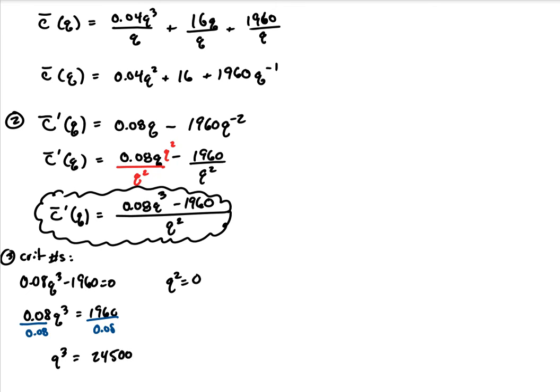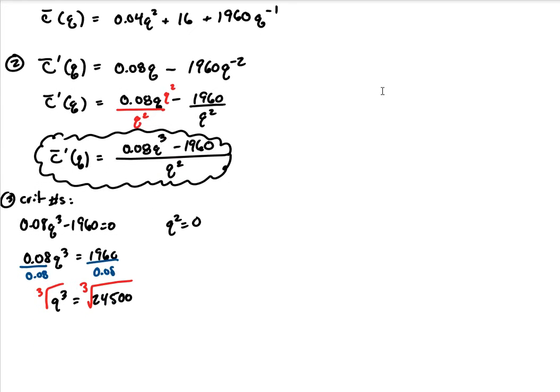And then to get rid of a cube, I would cube root both sides. With a cube root, I don't need plus or minus. A negative wouldn't make sense anyway, even if we were to put a negative in it, so I don't want that. So the cube root doesn't need it.